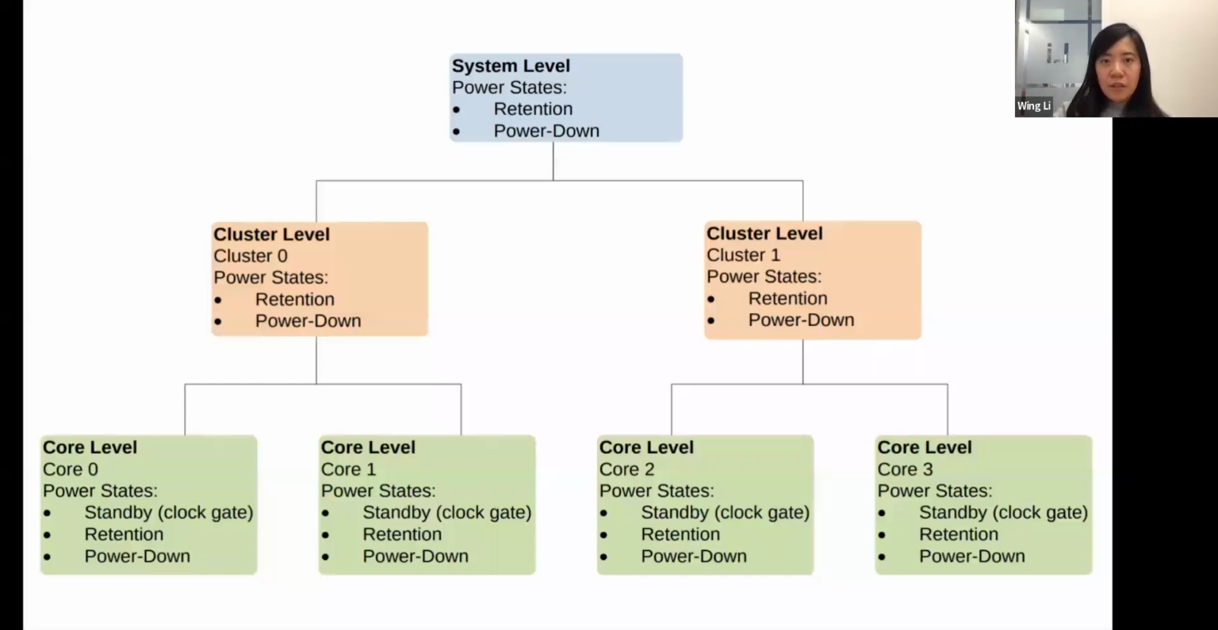Whereas in OS initiated mode, when core 3 goes idle, the OS will only request for core 3 to power down. And then when core 2 goes idle, if the OS sees that cluster state is appropriate, it will request for core 2 and cluster 1 to power down.